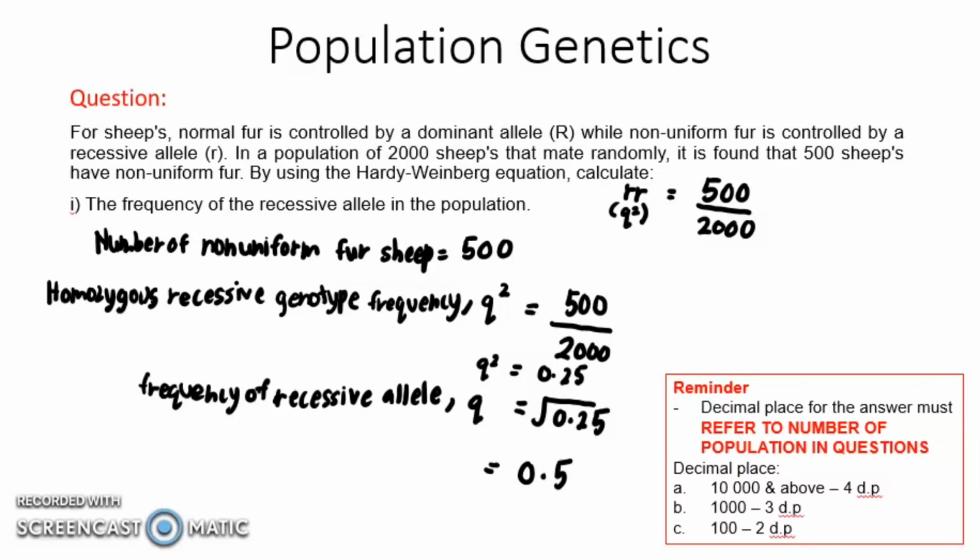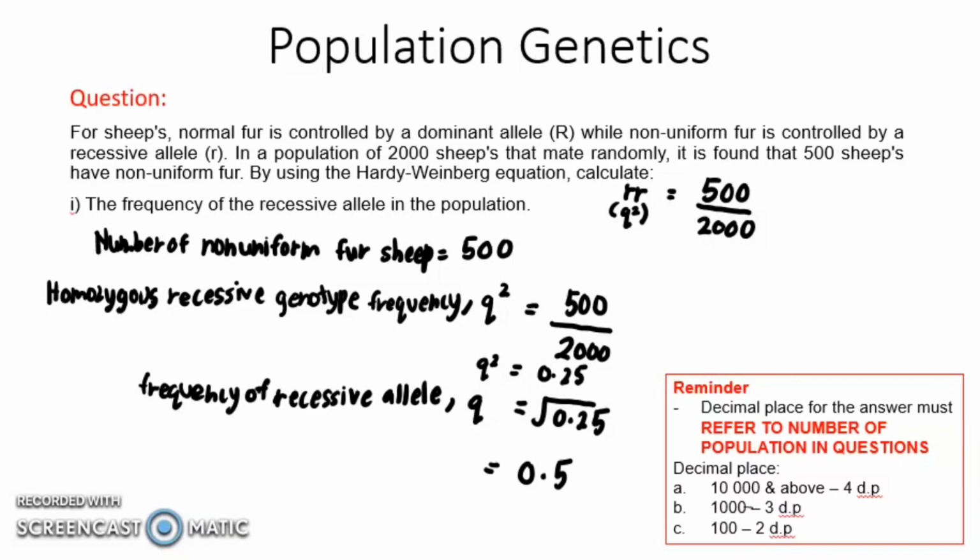So you have to refer to the number of population in the question. So in this case, the number of the population is 2,000. In terms of decimal places, if it is in the range of 1,000, we take 3 decimal places. But since when you calculate, you directly get an answer like this, there is no problem. Just in case there are many decimal places, if the population is 1,000, we take 3 decimal places.